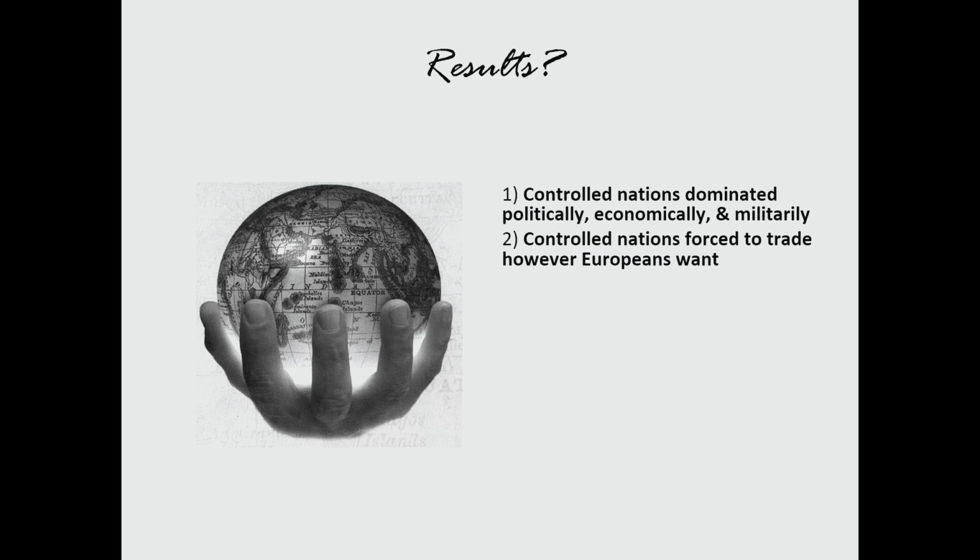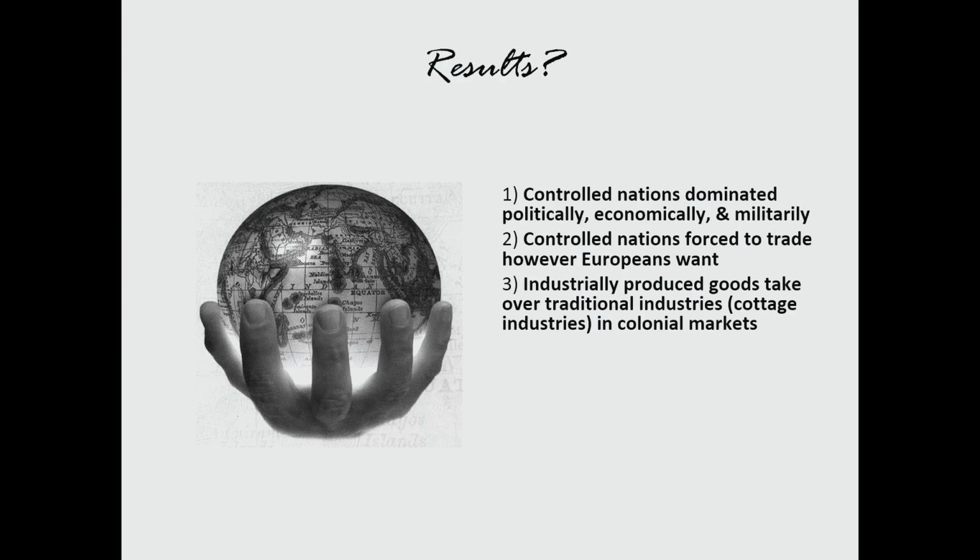Results of imperialism. So, number one, nations are controlled and dominated politically, economically, and militarily. They do not have control over their own government. They do not have control over who they can buy from, who they can sell to. That's economics. And militarily, they are often protected or guarded over by the mother country. Controlled nations are forced to trade however Europeans want, even if it is not to the advantage of the colony.